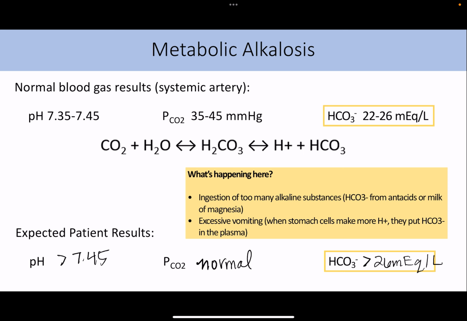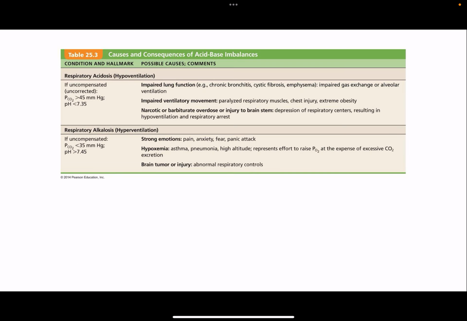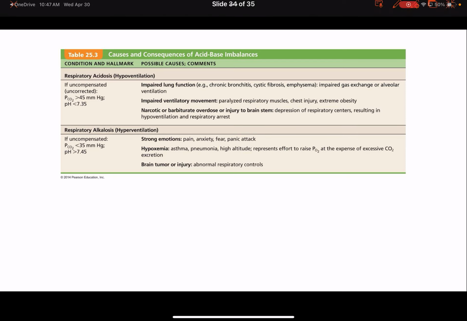Another thing that I don't test on is compensation, so do not worry about compensation. We can go ahead and skip that. You guys have enough to study. I know Professor Green won't ask about that either, so you guys are good here. Any questions? And that is it for fluid balance.